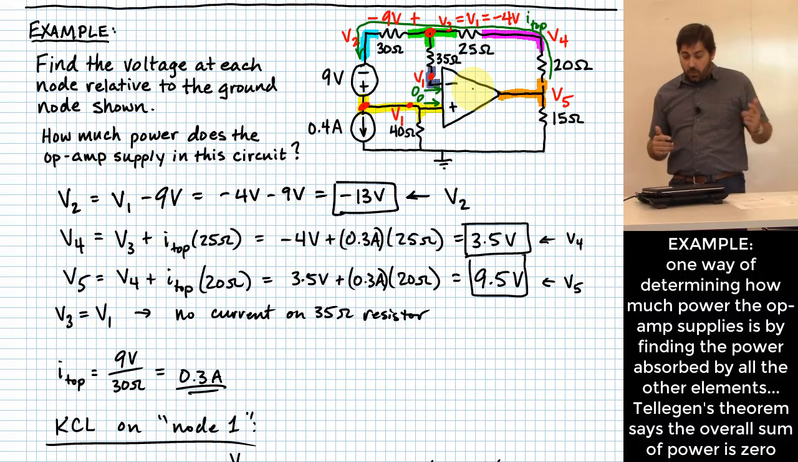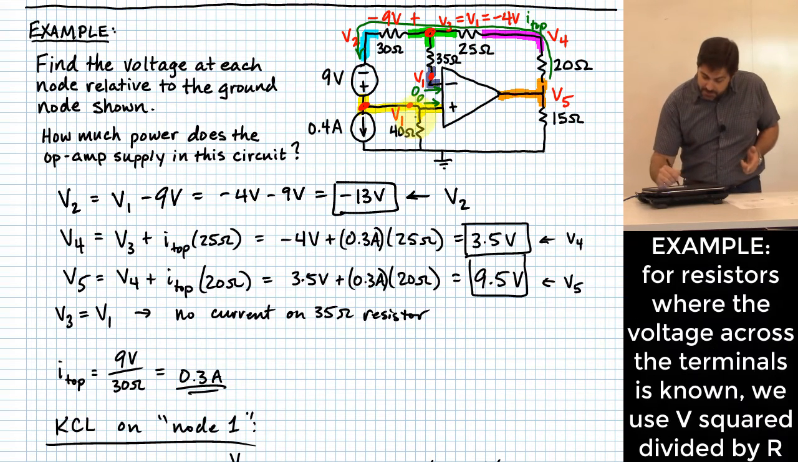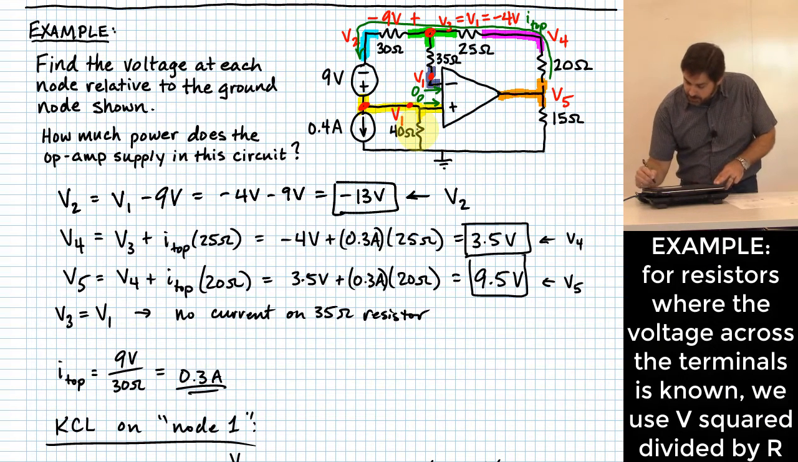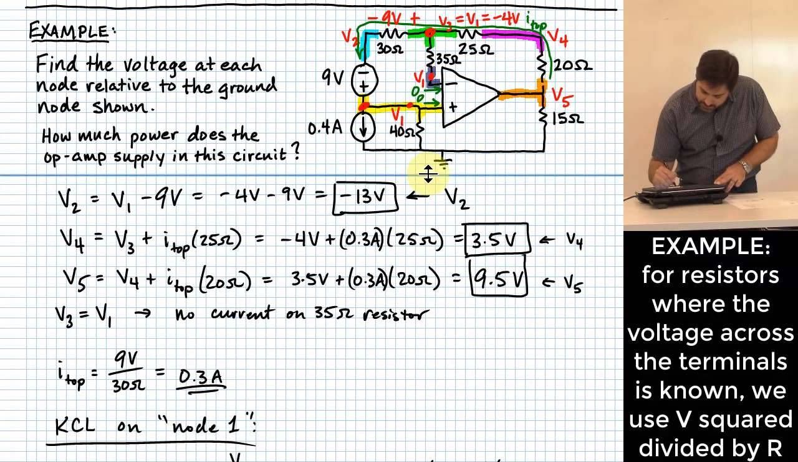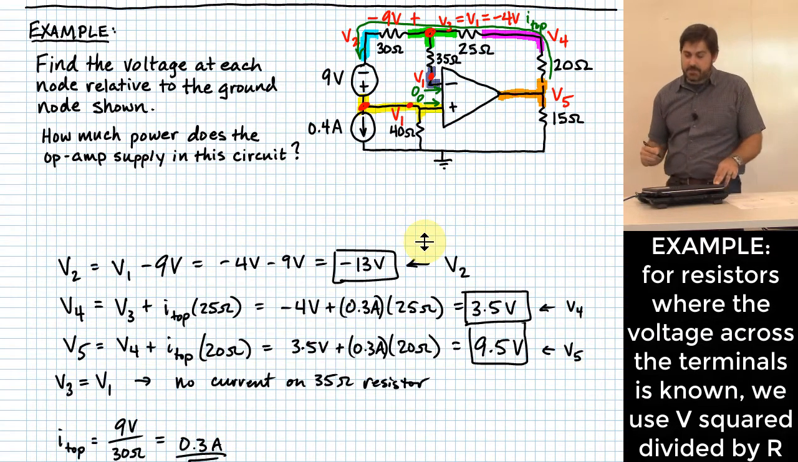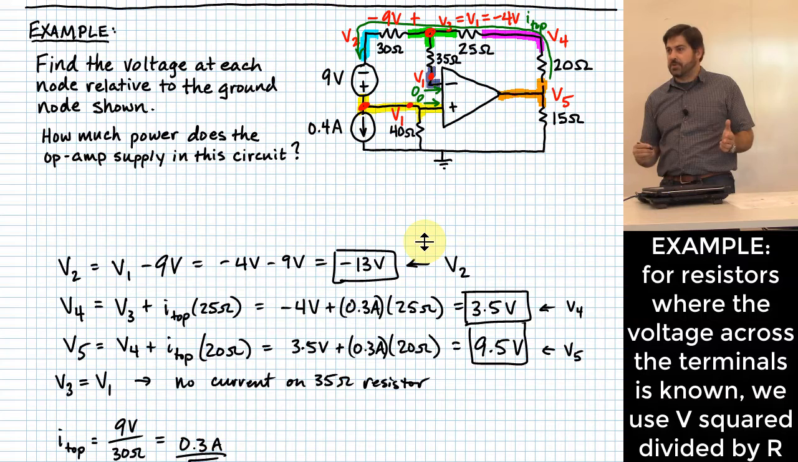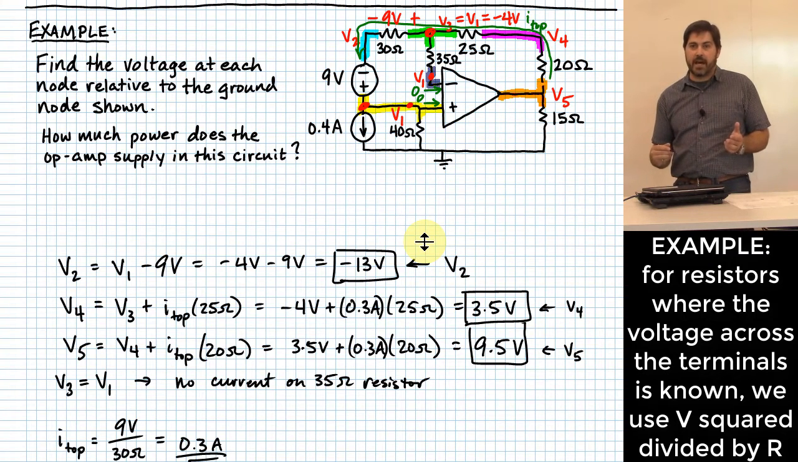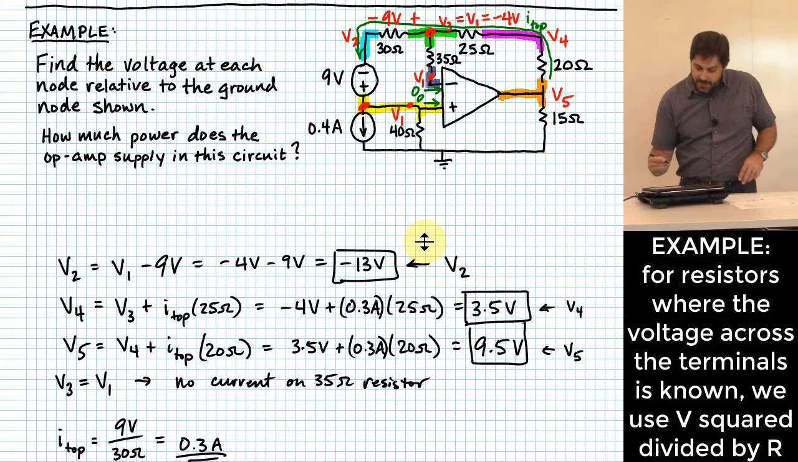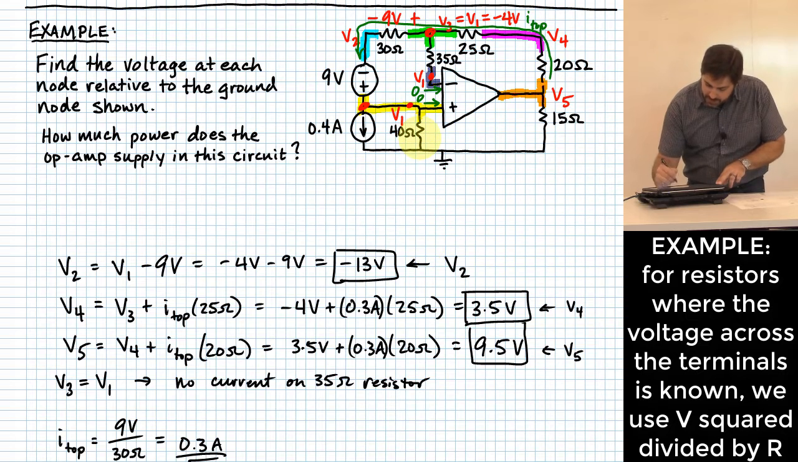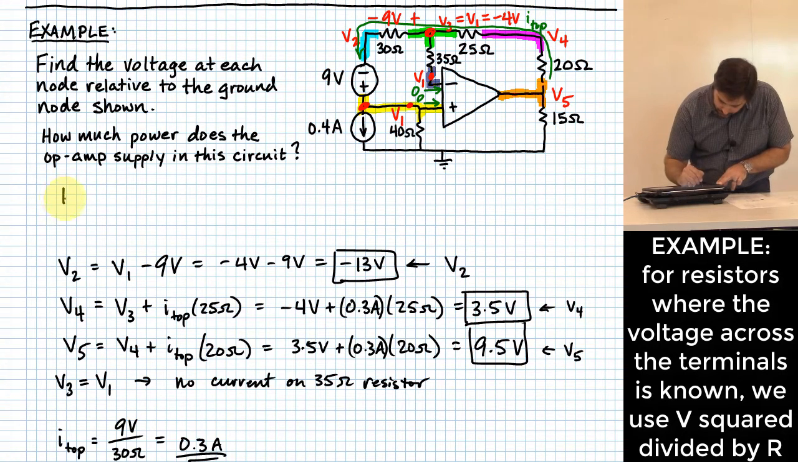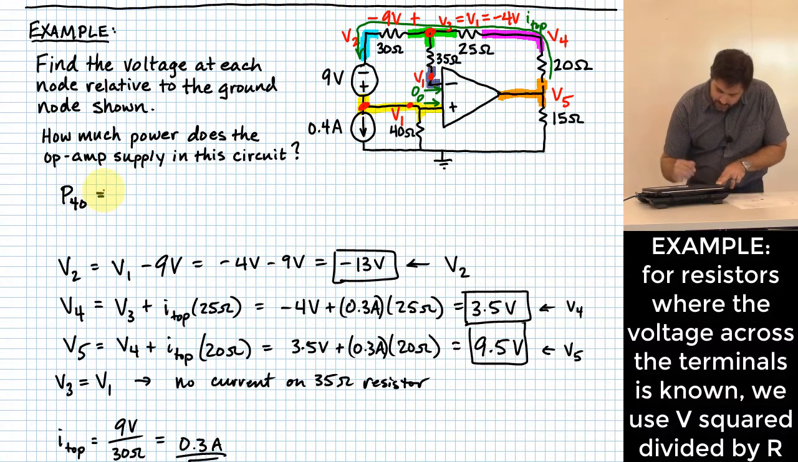Okay? So what we can do is go to each of our resistors, and we know that the only thing a resistor can do is absorb energy. They have to absorb energy. That's the only thing they are able to do. And how do we figure out, for instance, how much energy gets absorbed in the 40 ohm resistor? I'm going to label that P40. How do I figure that out?